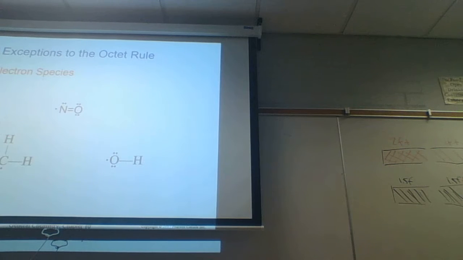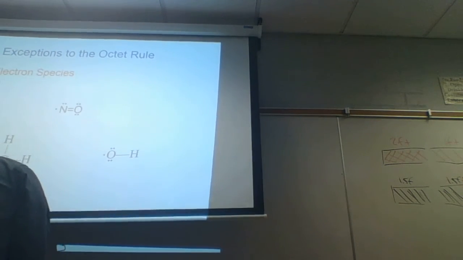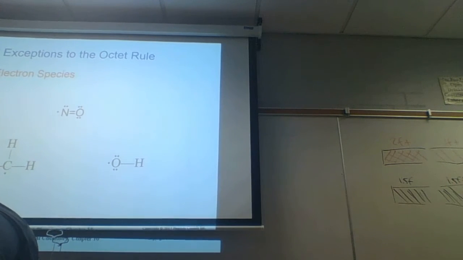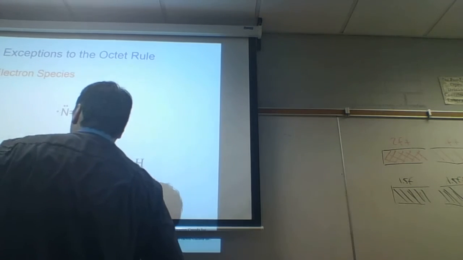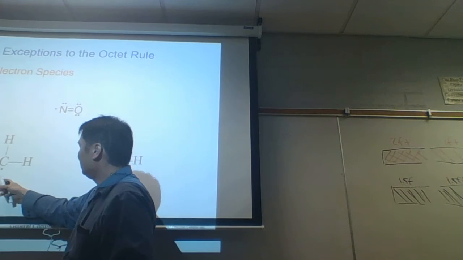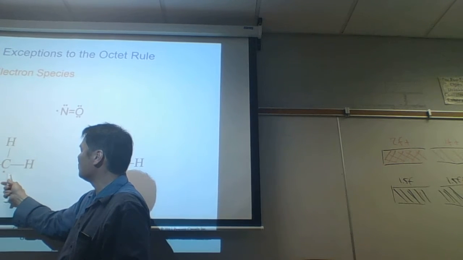So we'll go on to this. We can't have more than an octet, for example, on oxygen, carbon, or nitrogen, but we can have less than an octet. And there are different bonding configurations that we can have. So this has less than an octet on carbon. Carbon has 2, 4, 6, 7, so it's 1 electron short.